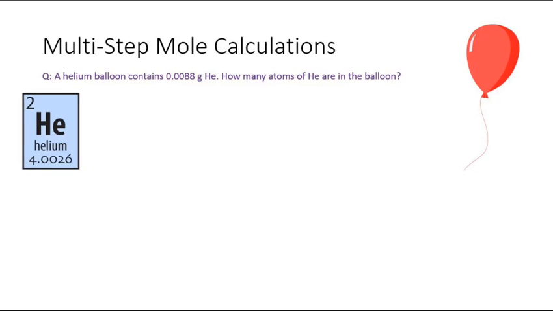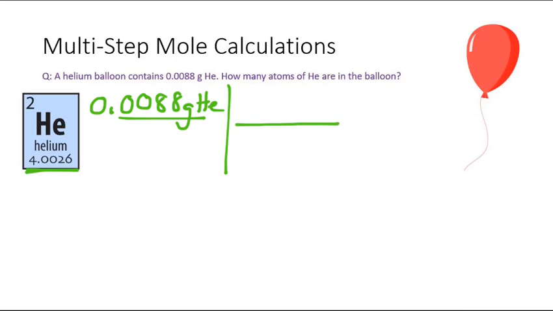Just as in the single-step calculation, we're going to be starting with the known information. We have 0.0088 grams of helium provided for us. According to the periodic table, the molar mass of helium is 4.0026 grams per mole. So this will take us from grams into moles. I'm going to go ahead and put the units into the calculation first. So we know that there are 4.0026 grams per mole of helium.